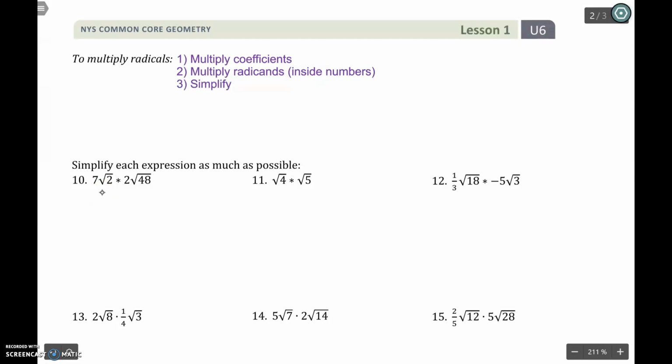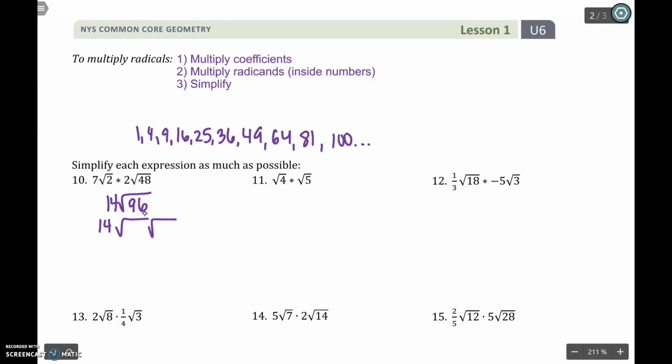So for number 10, we'll multiply the outside numbers. 7 times 2 is 14. Multiply the inside numbers, which would be 96. And then we're going to sit there and figure out the largest perfect square that goes into 96. And if you want, you can go down that perfect square list in order. Check. 96 divided by 81 doesn't work evenly.